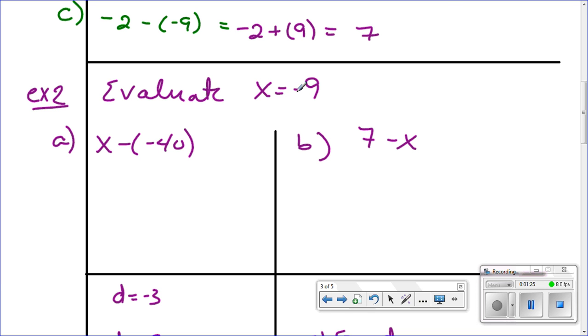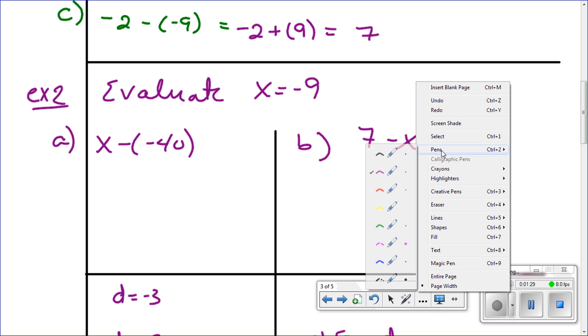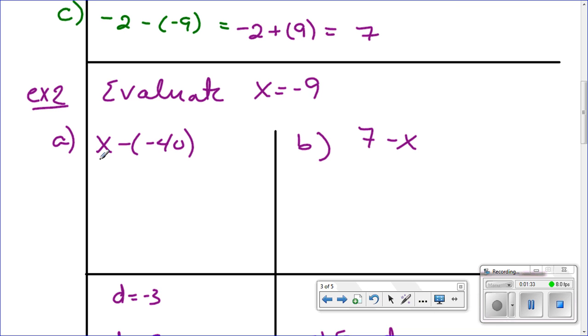Evaluate with x equal to negative 9. So first, we have to substitute. Substitute negative 9 in for x, so I have negative 9 minus a negative 40. To subtract, we have to add the opposite, so negative 9 plus 40. They're opposite signs, so we subtract to get 31. The bigger number is positive, so our answer is positive.